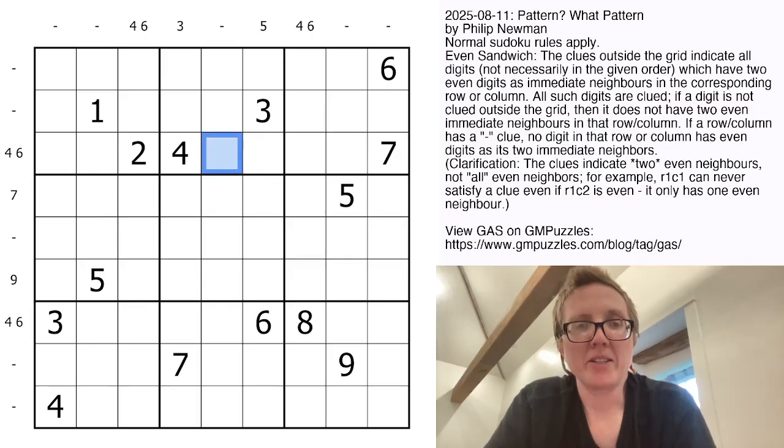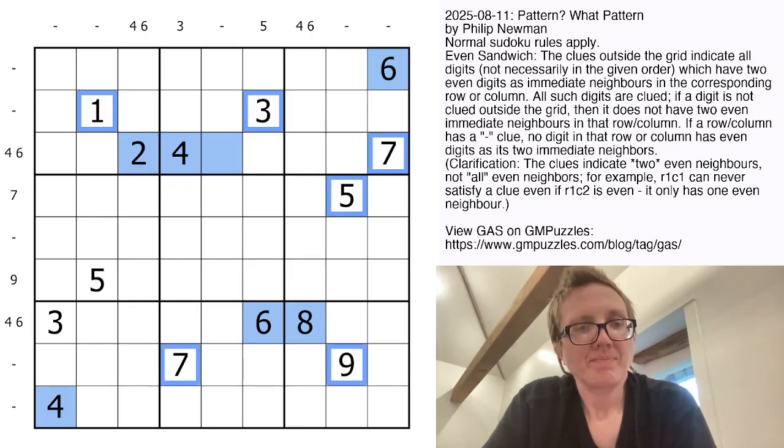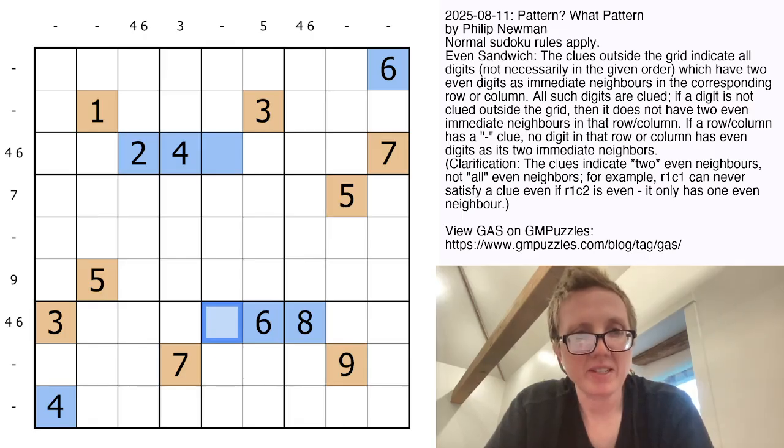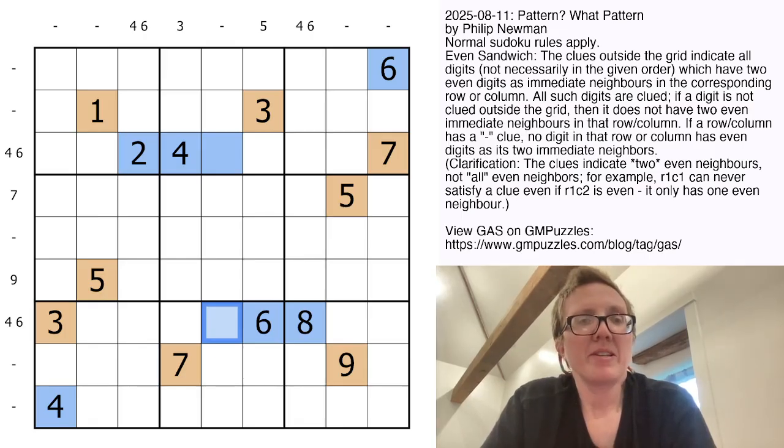In fact, I'm going to color blue for even and orange for odd as I solve. So I know that this cell has to be even, so the 4 is between two evens. Here I know that this cell has to be even, so that the 6 is between two evens. And now we can go a little bit further with this too. The 2 here is not between two evens, because it's only the 4 and the 6, so this is going to be odd.